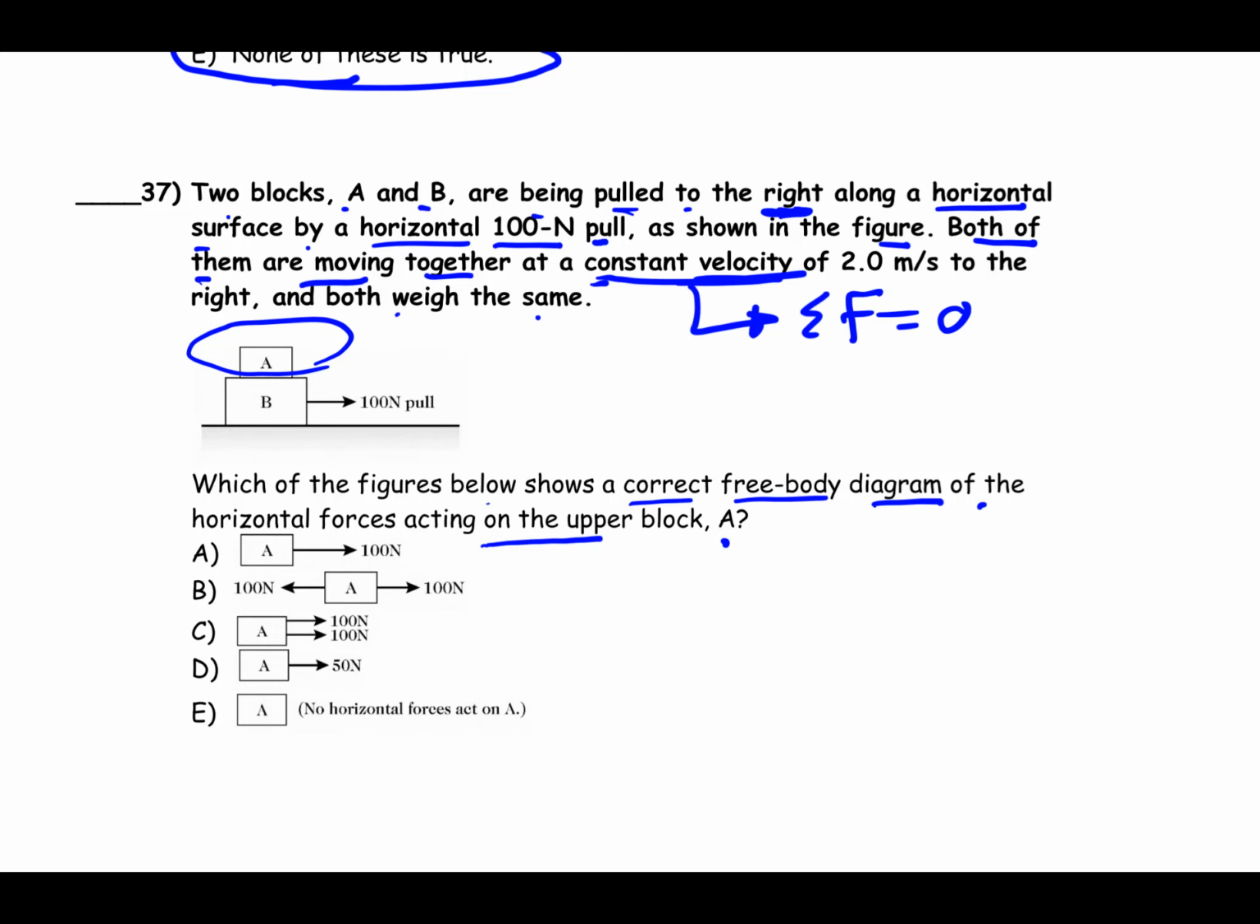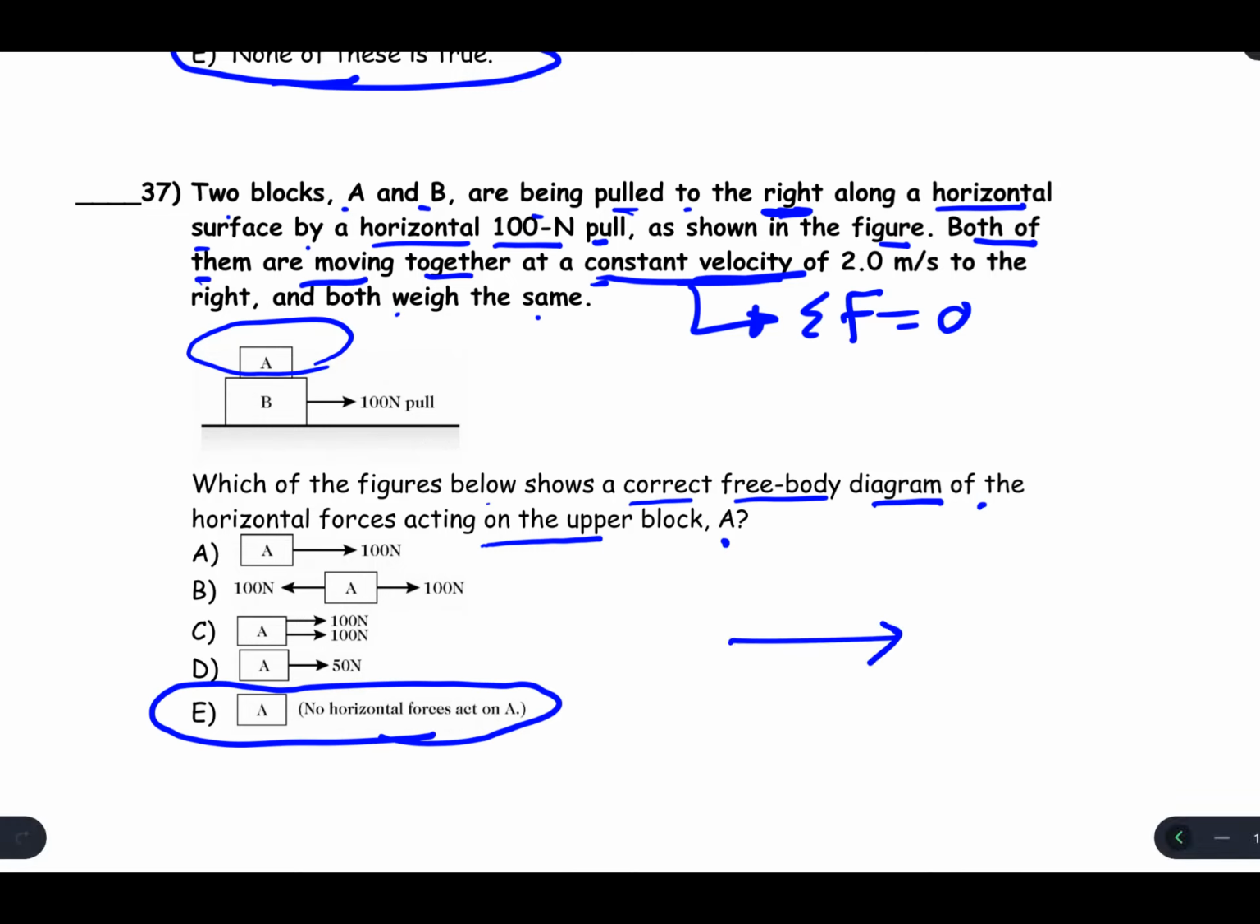We have here constant velocity, so the total amount of forces equals 0, right? Where are the forces in the horizontal direction acting on A? No horizontal force acts on A, right? No horizontal force acts on A at all, as you see in the picture. So the answer is E.